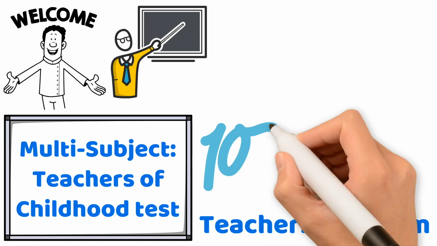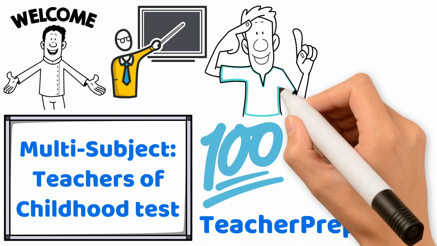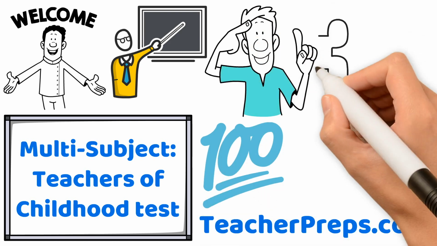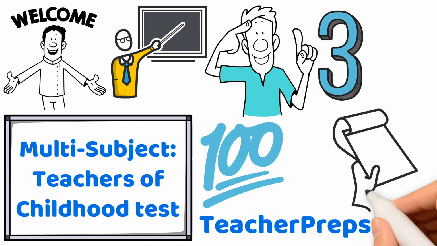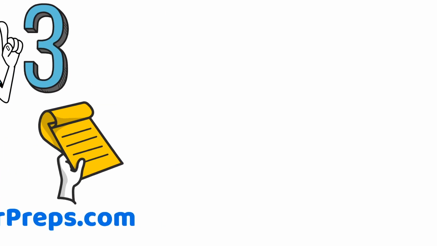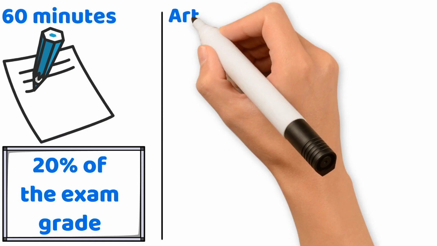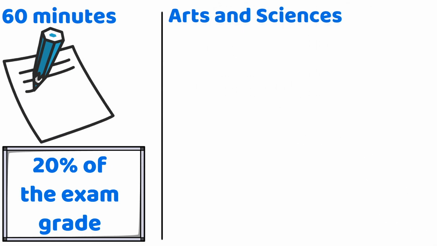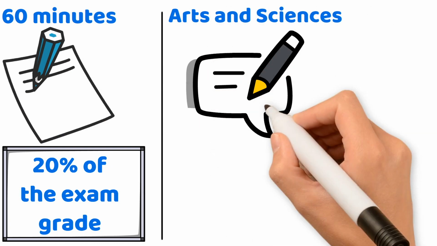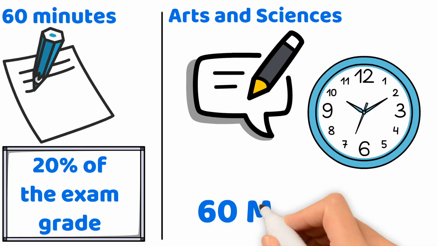Let's get you 100% prepared for test day by first understanding that this test is divided into 3 sections, each evaluating essential competencies for elementary teaching. Part 3 focuses on arts and sciences. This section consists solely of selected response questions and must be completed within 60 minutes.